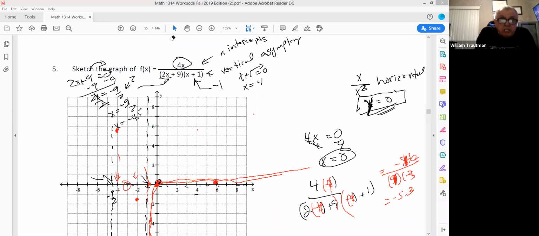So if you look at this graph here, this graph is getting really close to that line, and then it curves down this way. But it doesn't cross that asymptote. I know it's kind of messy.